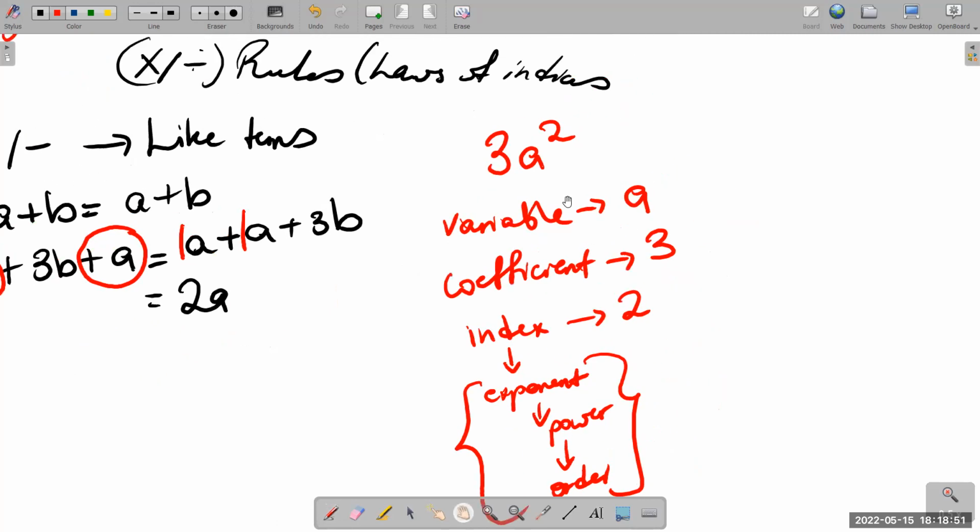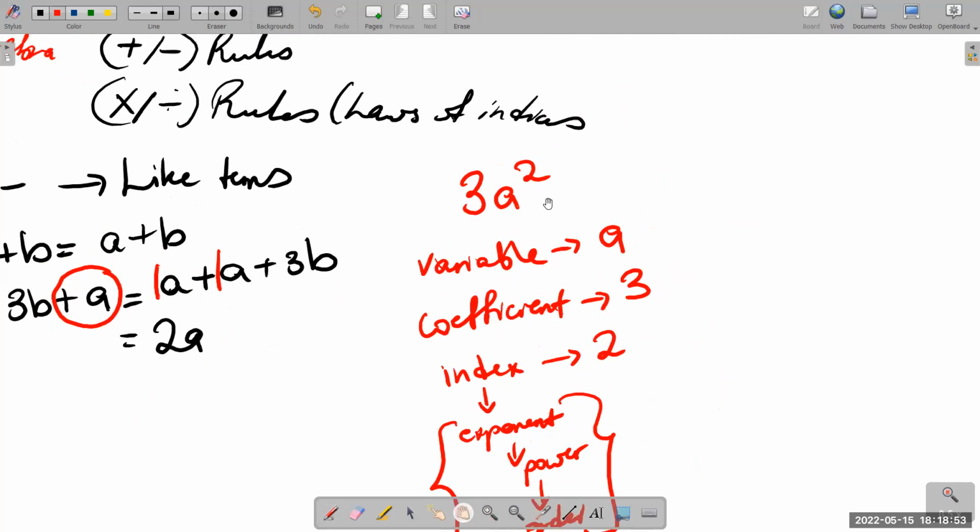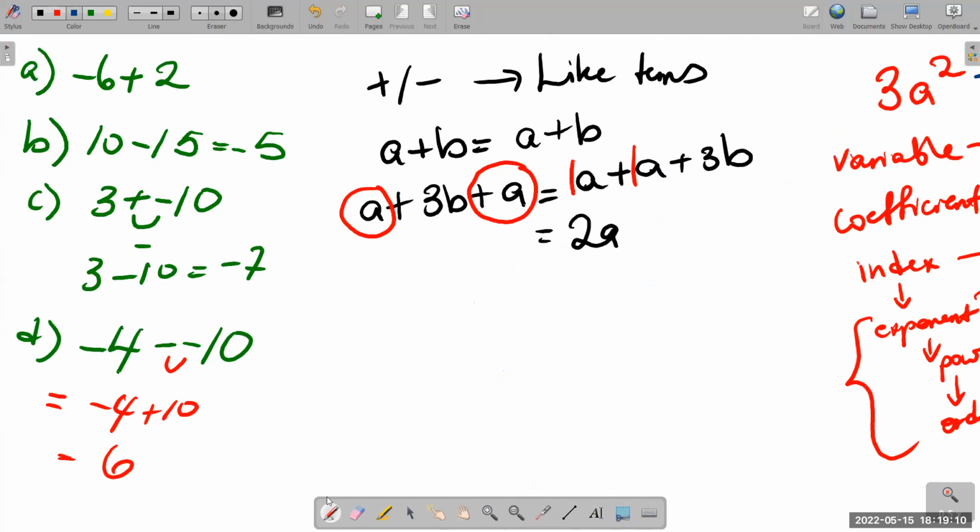Now, is there a constant in this term? Do I have a constant here? No, because a constant in algebra is a number that stands by itself with absolutely nothing before or after it. Everybody with me? So we're moving along.